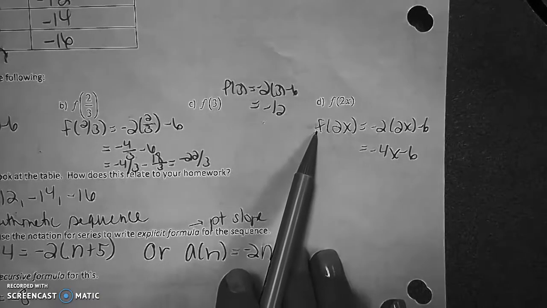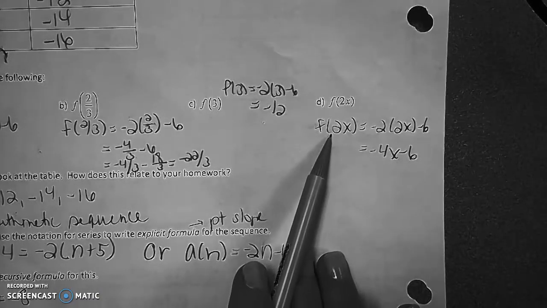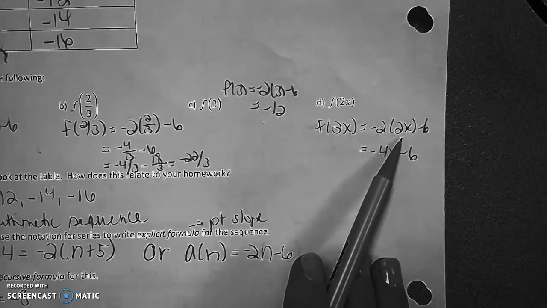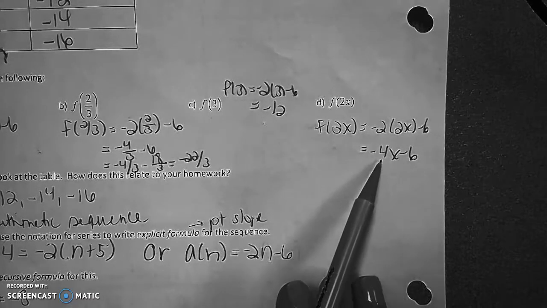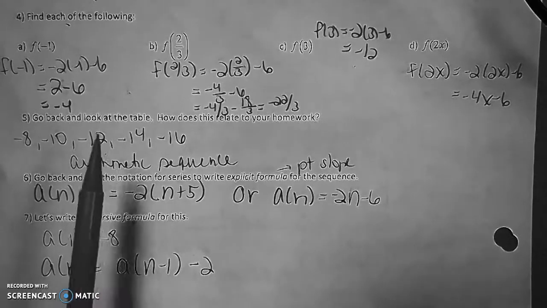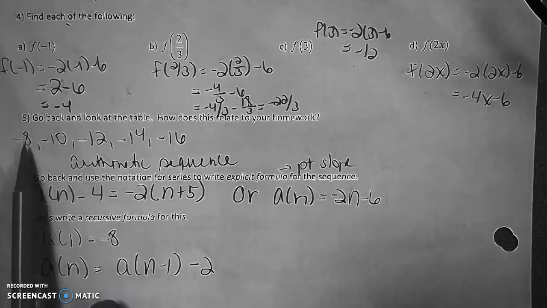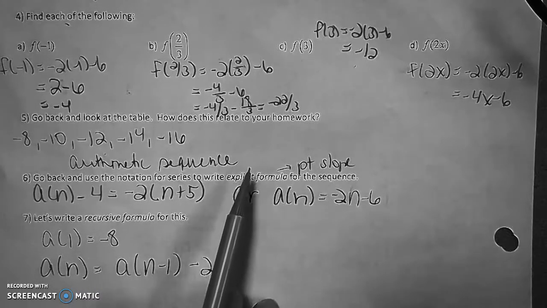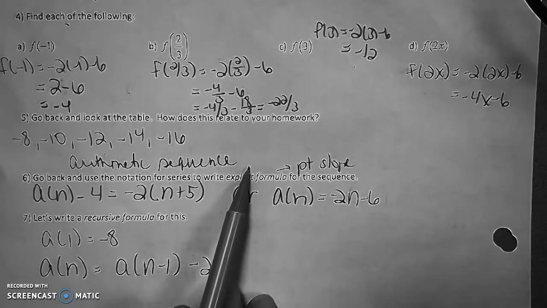This says go to your function and every time you see an x, plug in for it 2x. So I took slope-intercept form and I did that. That gave me -4x minus 6. We see this question once again. Go back and look at the table. It's an arithmetic sequence where we are subtracting 2 every single time.